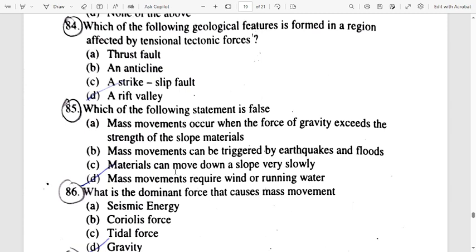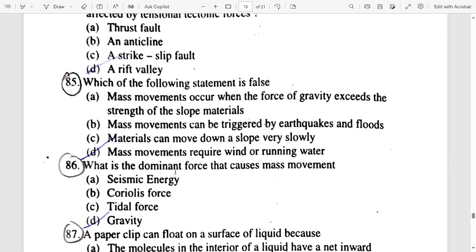Yes. Mass movements can be triggered by earthquakes and floods. Yes. Mass movements can move down a slope very slowly. Yes, creep. Mass movements require wind or running water. Not necessarily. What is the dominant force that causes mass movement?